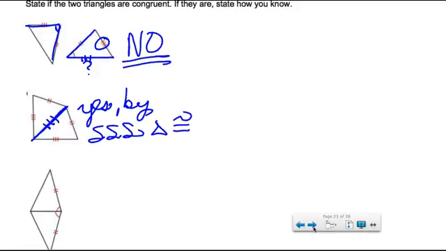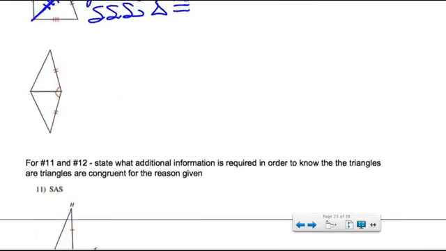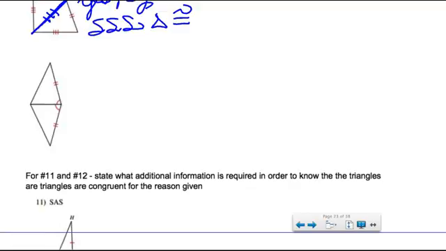And the last one down here on the bottom, what do I have on this one? It looks like I've got two pairs of sides. So just one second here, I'm going to scroll this down. So it looks like I've got a pair of sides, which is good. I've got the S going right here, right here. I've got an angle going right here, right here.